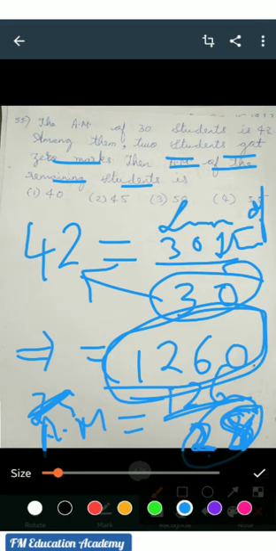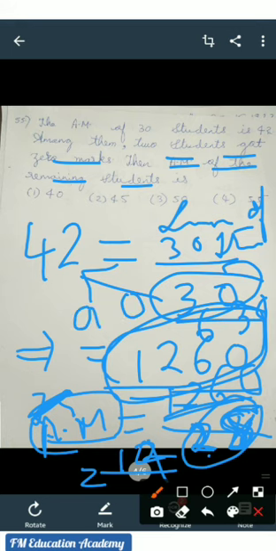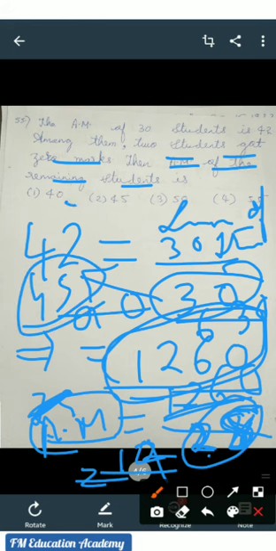So to find the arithmetic mean of 28 students, we have to divide 1260 by 28. 7 2s are 14, 7 9s are 63, and so on. So we got the answer as 45, that is the second option.